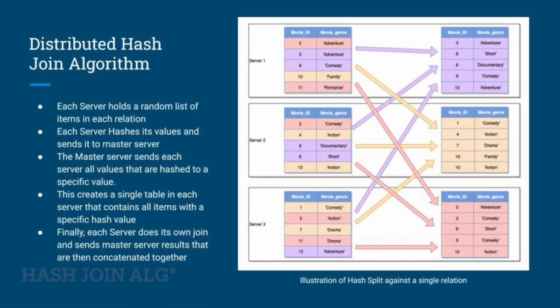The first thing you're going to see is that each server is going to hold a random list of items in each relation. Each server is then going to hash the values in its list and send that to a master server. The master server will send each server all the values that are hashed to a specific value. So now our servers will be made up of specific hash buckets, basically. This will create a single table on each server that contains all items with a specific hash value. And finally, each server will do its own join and send the master server the results that can then be concatenated together to finish the join.